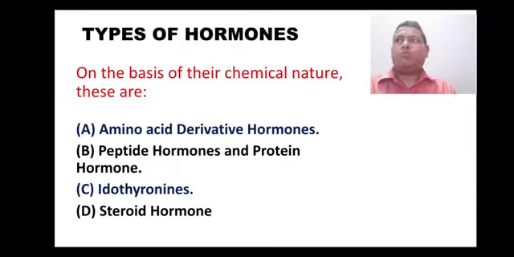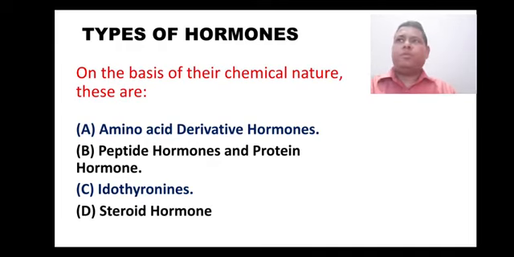Types of hormones. On the basis of chemical nature, these are as follows. 1. Amino acid derivative hormones. Epinephrine and norepinephrine are derived from the amino acid tyrosine. Melatonin and serotonin are derived from tryptophan.